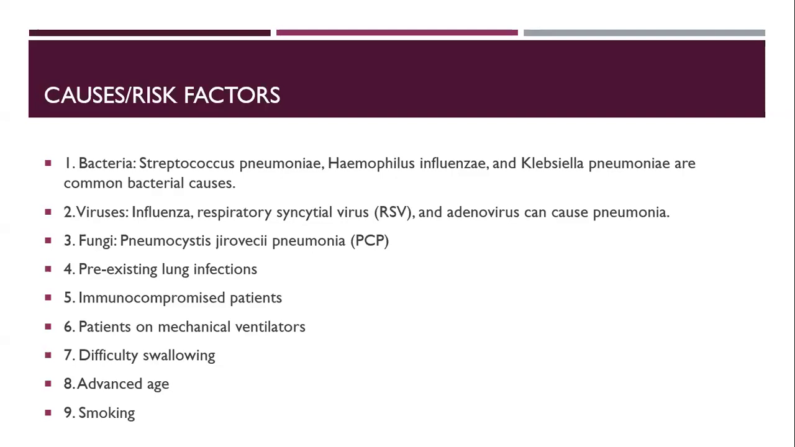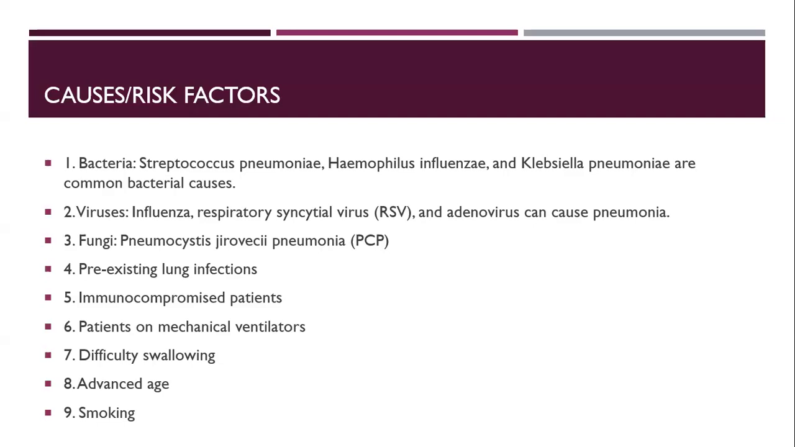Six, patients on mechanical ventilators. Sometimes they stay on the ventilator for long. Sometimes they can aspirate, because when they are on the ventilator, the way they eat, they lie down to eat, and a lot of stuff. So they can get ventilator-associated pneumonia. Seven, difficulty swallowing. Patients with dysphagia, patients with a stroke who have difficulty swallowing, and unconscious patients can be at high risk for pneumonia.